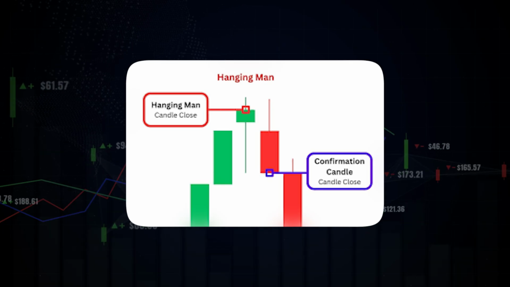The upper version, the hanging man, works the other way. After a rise, a candle with a long upper wick appears, signaling buyers are running out of steam. It's important to wait for a confirming candle to make sure that the market really started to turn.